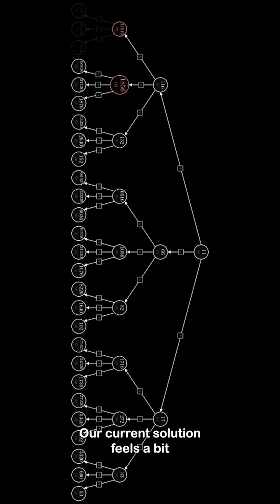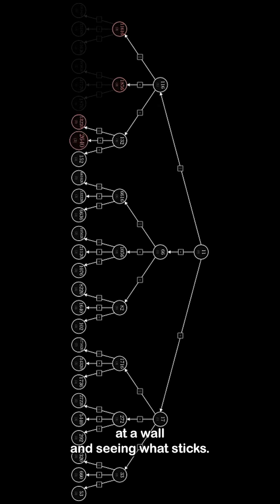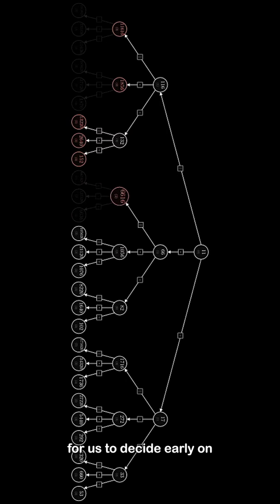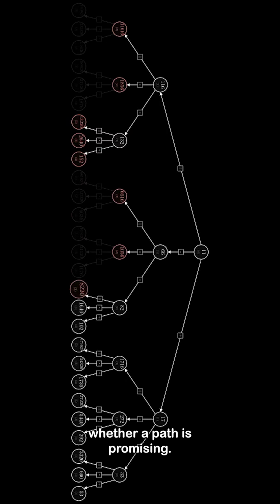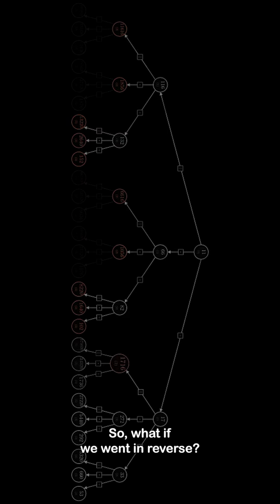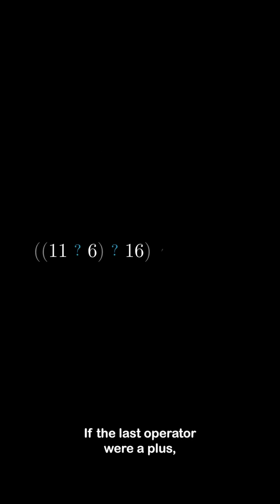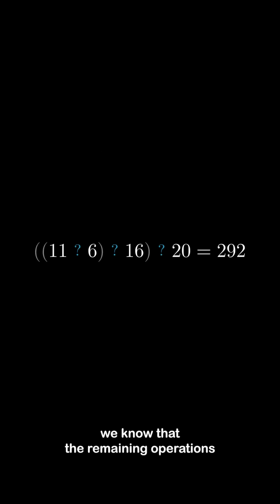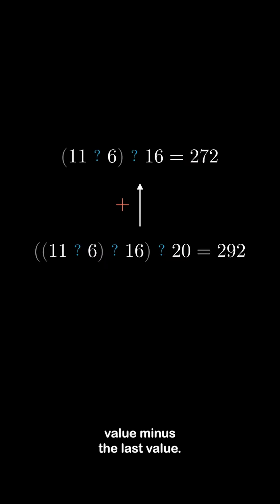Our current solution feels a bit like throwing spaghetti at a wall and seeing what sticks. There's no way for us to decide early on whether a path is promising. So, what if we went in reverse? If the last operator were a plus, we know that the remaining operations have to produce our target value, minus the last value. But determining whether that is possible is simply another instance of the same problem we've been trying to solve. For multiplication, things are even better.